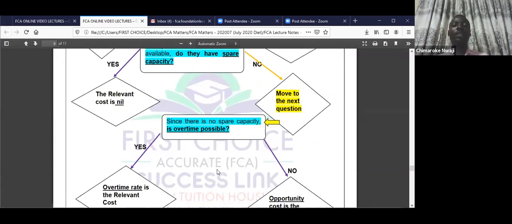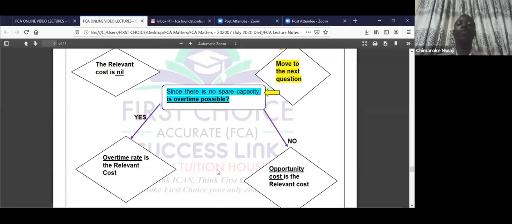So, since there is no spare capacity, is overtime possible? Now, it is possible that overtime is possible. What do we mean by overtime? It means that you go to work, you resume work from 9 and you close by 6, and between 9 to 6, you were working. You don't have any spare capacity to maybe either play game or to rest. Maybe the only time you rested was to stretch and you took a 10 minutes break, which cannot be called spare capacity.